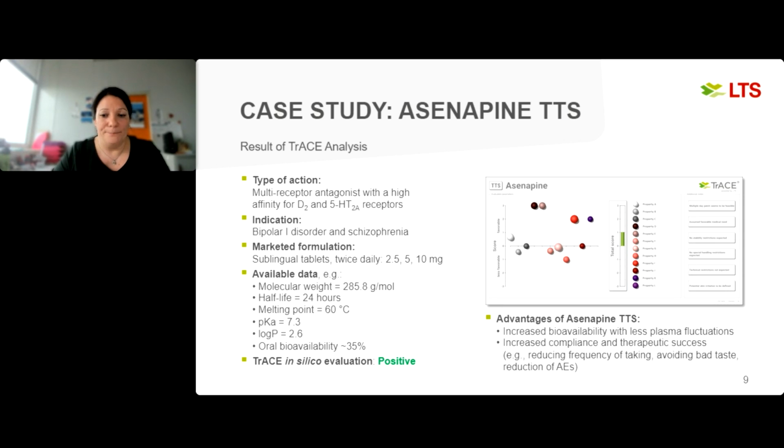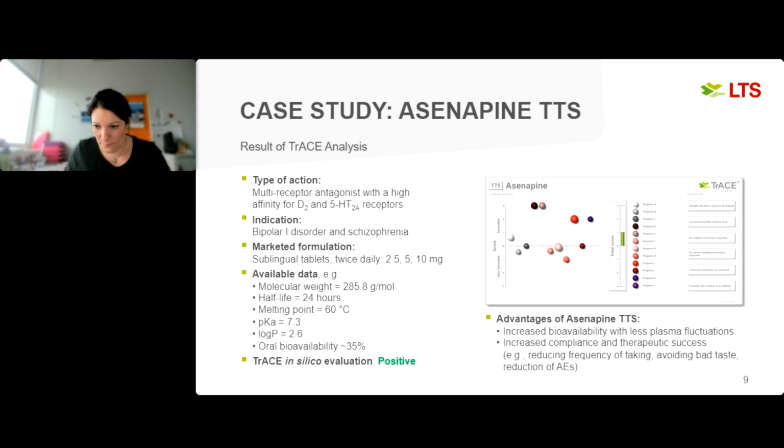For the oral thin films, we normally work with a receptor which has a pH value between 7 and 7.4, because in the oral cavity we have more or less the physiological conditions.